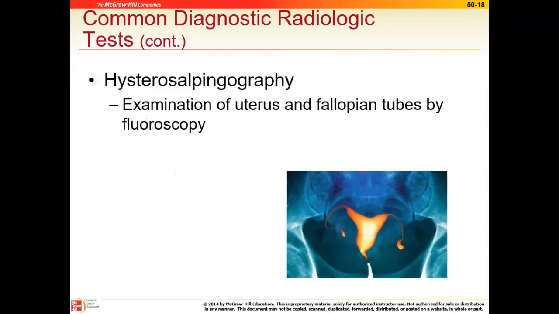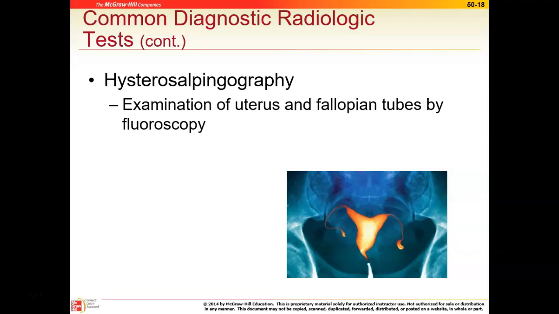Okay, and so we'll go through a couple of types of procedures that involve fluoroscopy. The hysterosalpingography is one of those. It's an examination of the uterus and the fallopian tubes. Hystero means uterus. Salpingo refers to the fallopian tubes.